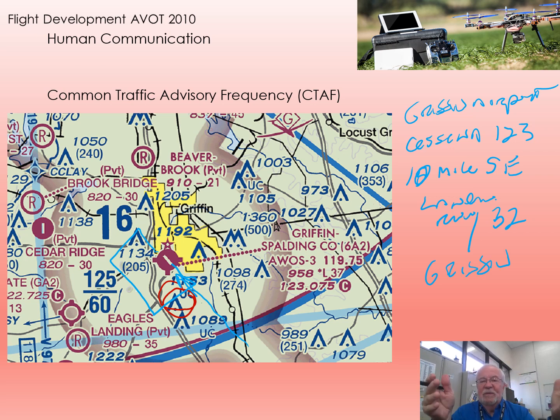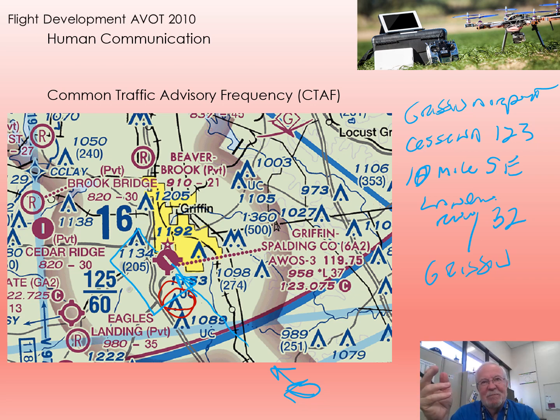Okay, so that's basically what they say. Pardon my writing. So we would know where they are. If they're 10 miles southeast, they're down over here somewhere. And since they said they're going to land on runway 32, they're heading that way, we can be aware of that. Because we would like to fly in this area, but we don't want to interfere with air traffic. So we need to be aware of where they are.